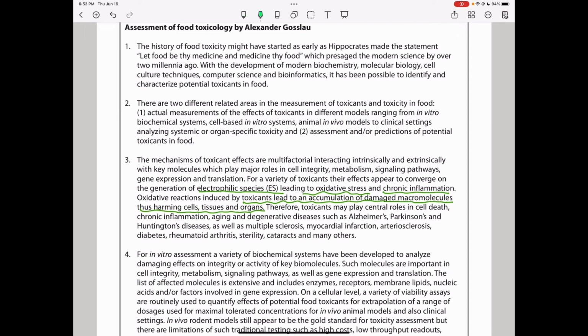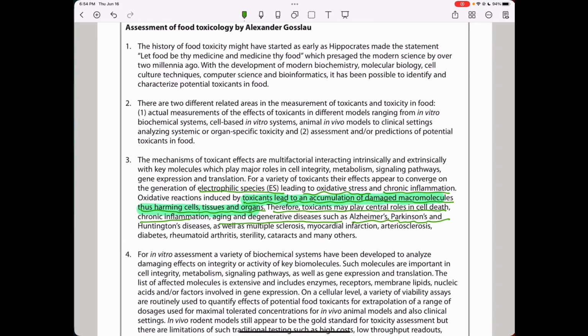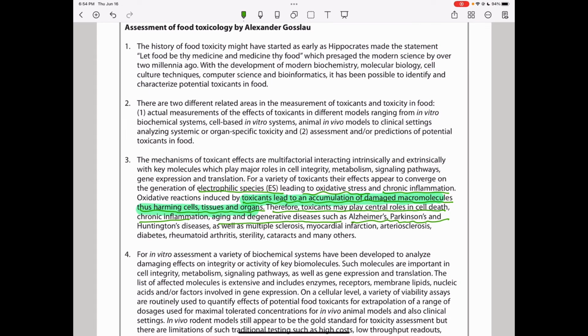So this is the very important part here in trying to answer the question, because they say, how are these toxicants going to lead to diseases like Parkinson's? And then they continue to say, therefore, toxicants must play central roles in chronic inflammation, aging, and degenerative diseases such as Alzheimer's, Parkinson's, Huntington's disease, as well as multiple sclerosis, myocardial infarction, atherosclerosis, diabetes, rheumatoid arthritis, sterility, cataracts, and many others.